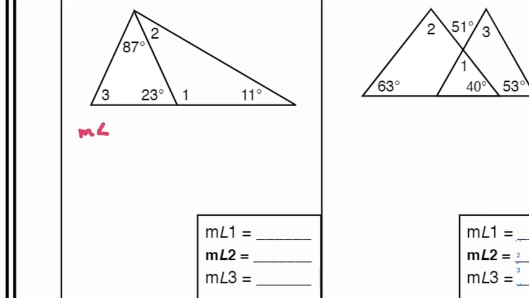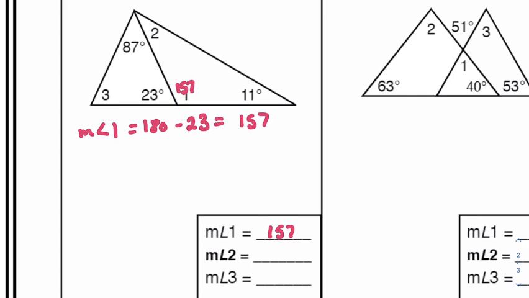So the measure of angle 1 can be found by subtracting 23 from 180, because these are supplementary angles. If you remember, a supplementary angle pair means you can subtract from 180 to find the other one. Together they equal 180. So we're going to do 180 minus 23 to get our angle 1, which is 157. So we're going to go ahead and write that in. I'm going to write it in our triangle as well.